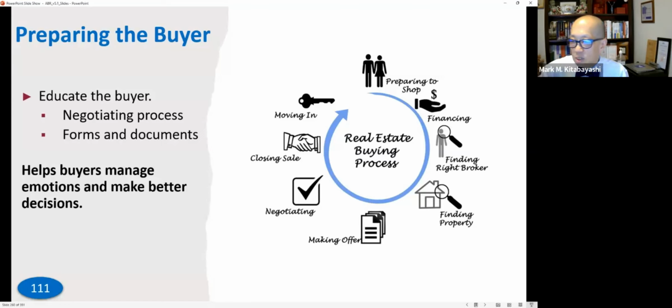And these are just steps, right? You show the buyer financing, which you have to determine, then finding the right broker, finding the right property, you make an offer, you negotiate, then you close safely, then you get the key. Negotiation, of course, means coming to an agreement.